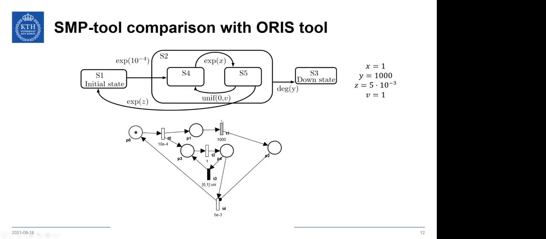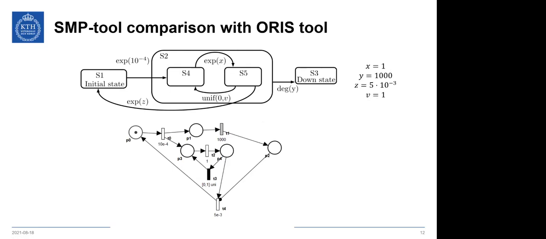But we also tried with a different model here, which is basically our example model I showed earlier in this presentation, of which I had 81 variants. And this is a certain choice of parameters for it. And in this case, the number of transitions expected here in S2 is very high. And this affects how well the ORIS tool works a lot.